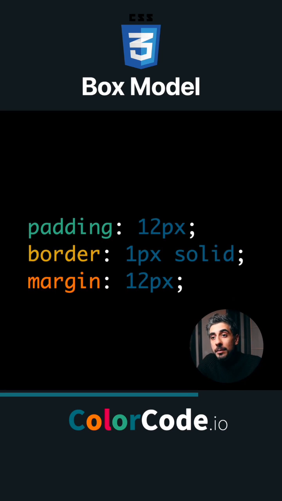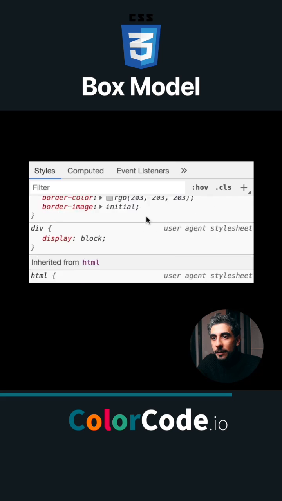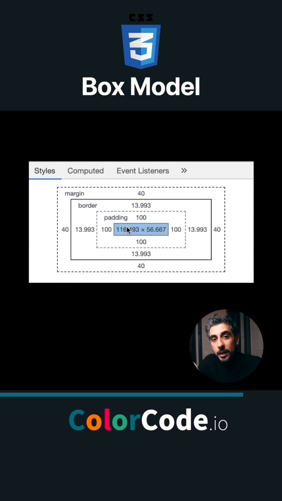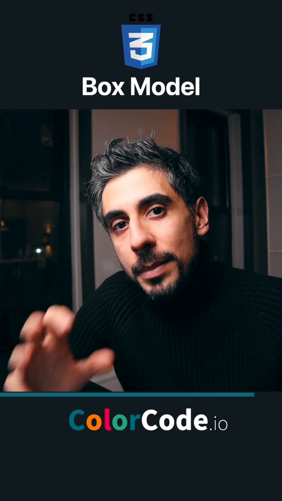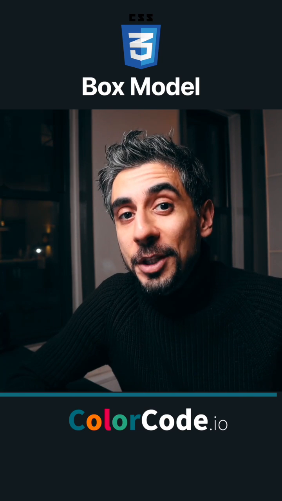Padding, border, and margin can be set for all sides or each side individually: top, right, bottom, left. You can see all this for any element inside Chrome DevTools if you go to Styles and go all the way down to the bottom. Understanding the box model makes you size and position your elements with a lot more thought and control rather than coincidence. Now, can you make this?